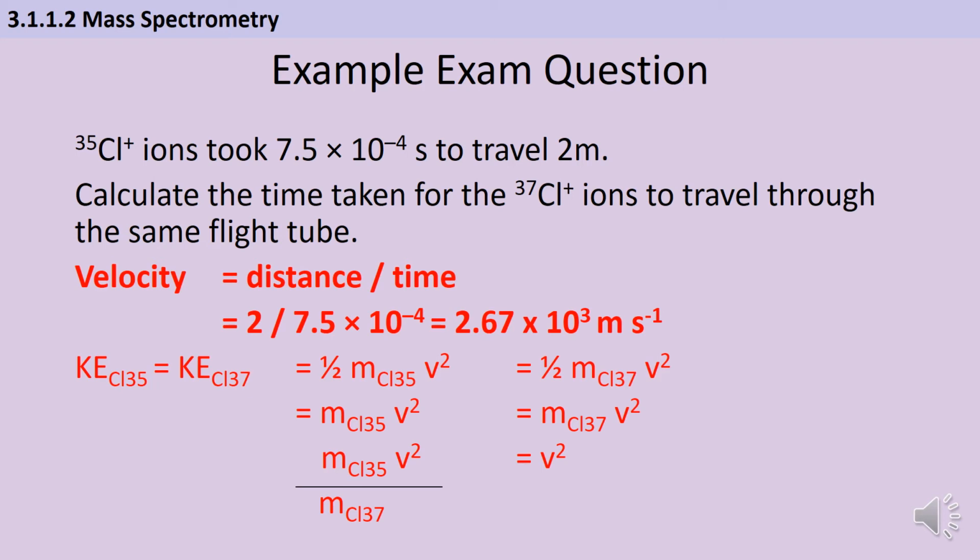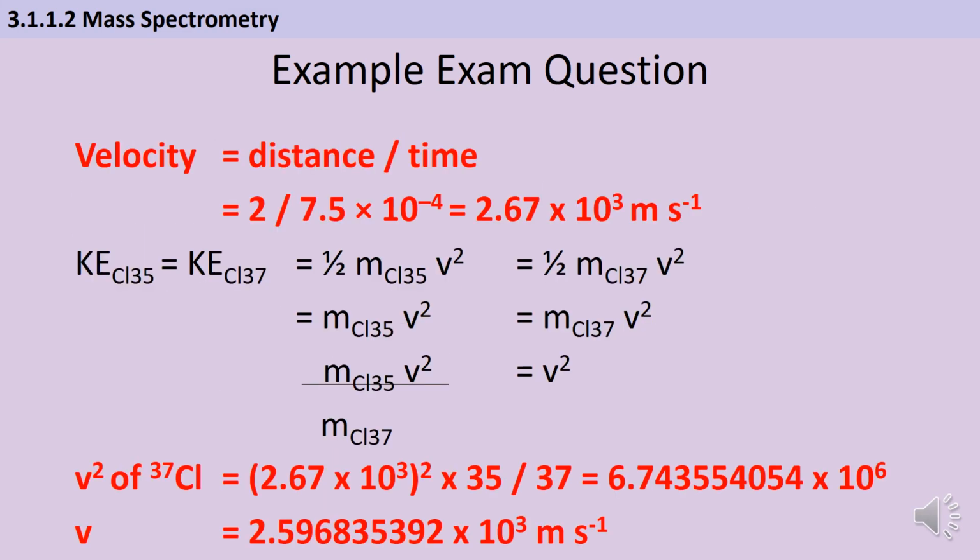Now I could use the individual ion mass that I've worked out in the previous part, and I could also work out the individual ion mass of chlorine 37. But actually the ratio between those two numbers is going to be 35 divided by 37, so I'm just going to stick with that.